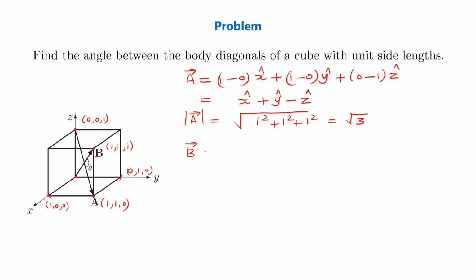Similarly, vector B is 1 minus 0 x hat plus 1 minus 0 y hat plus 1 minus 0 z hat.